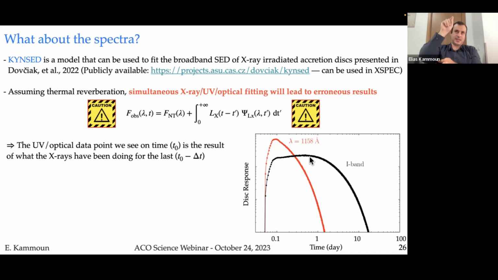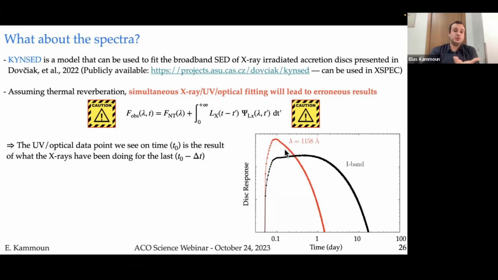So we are observing the X-rays today. We are observing the UV optical today, but they are not corresponding to the same thing, because in response to what the X-rays are doing today, we have to observe tomorrow, for example, in optical. So that's tricky. That's why we're integrating in the past practically.